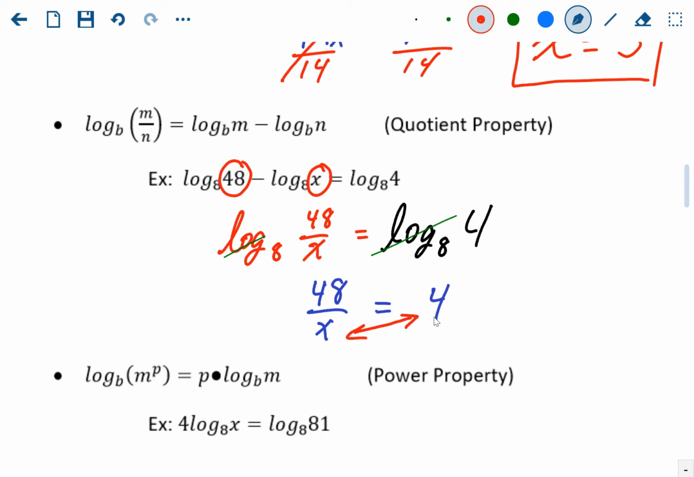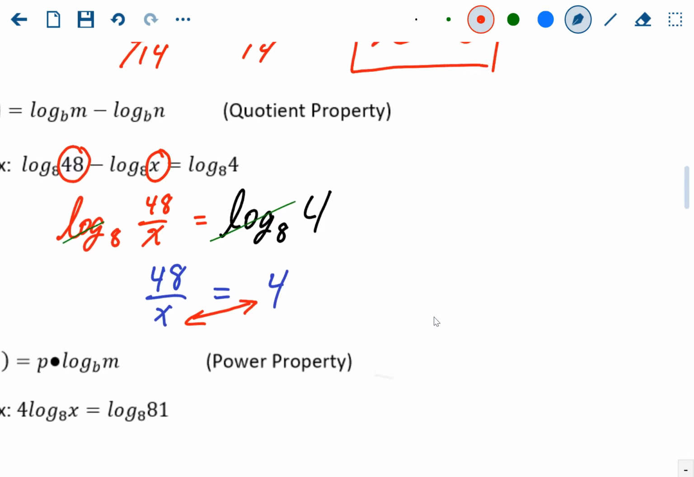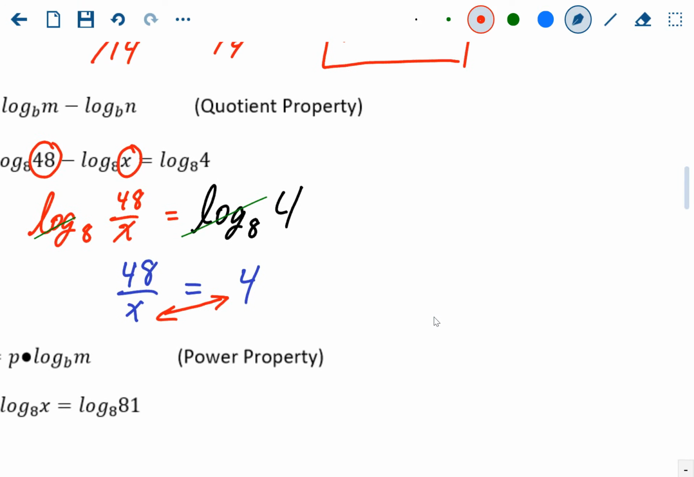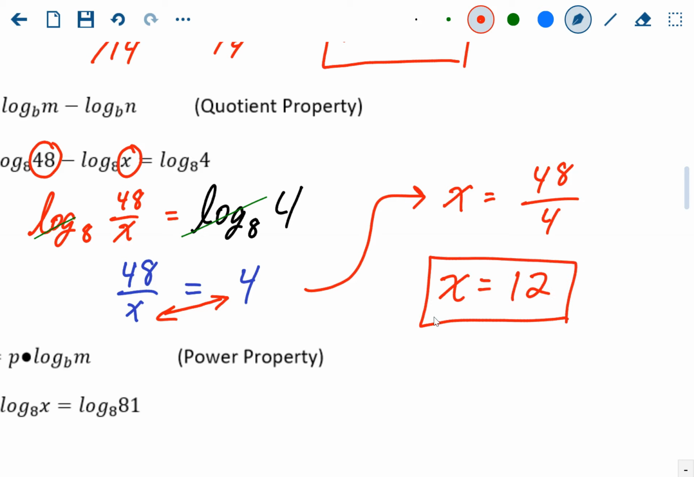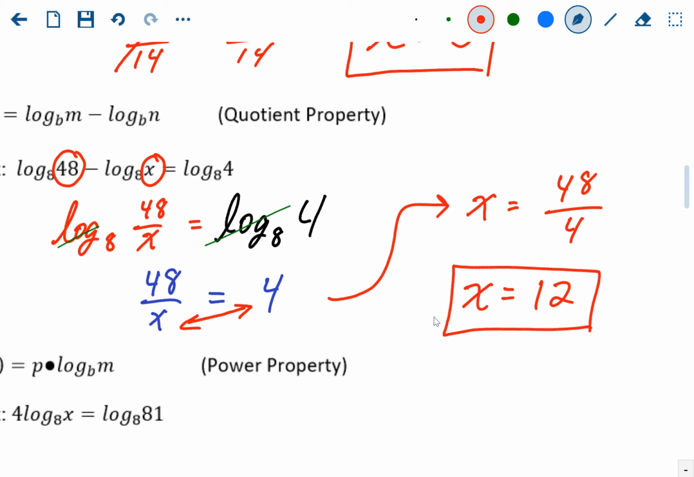Now again, mathematically, what we're really doing is we're multiplying both sides by x and then dividing by 4. But in the setup, that's always going to work. We could just switch them. So we're left with x equals 48 over 4. So x equals 12. 48 divided by 4 is 12. Again, that answer doesn't make anything negative, so it's good.